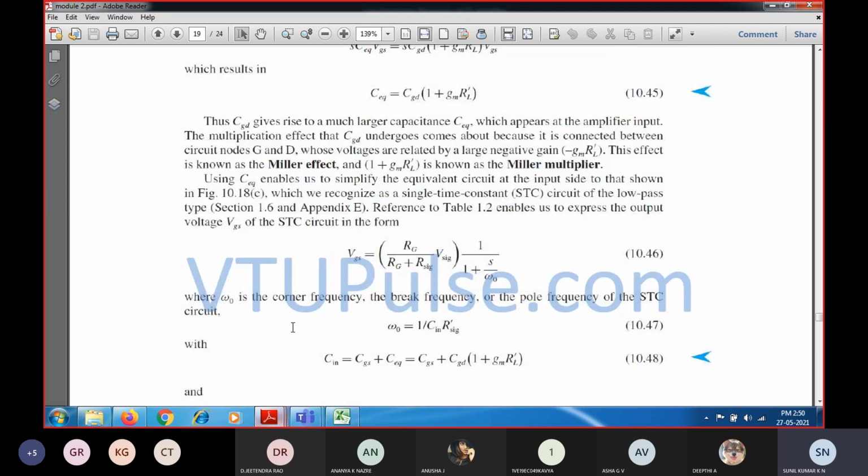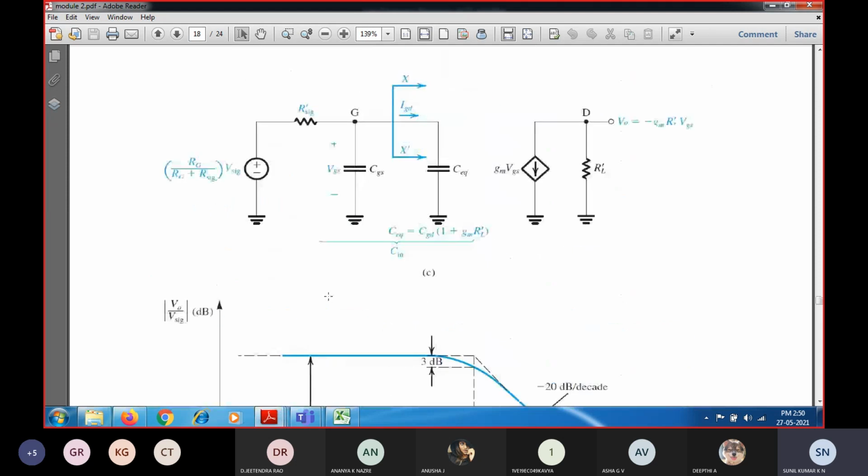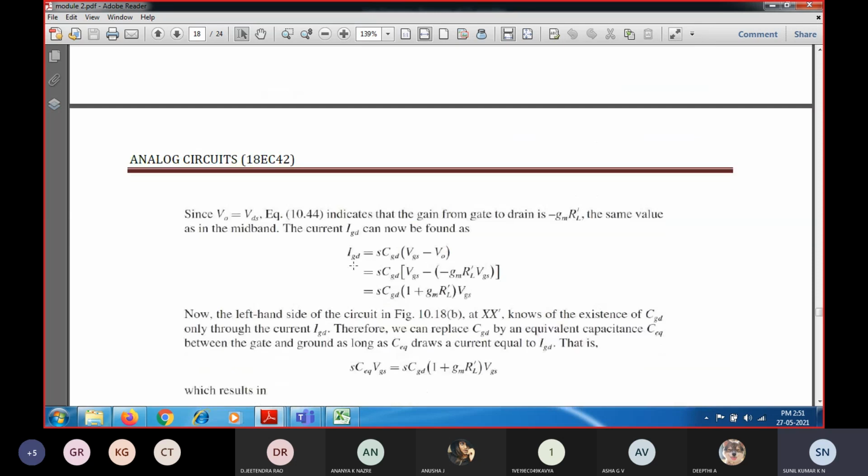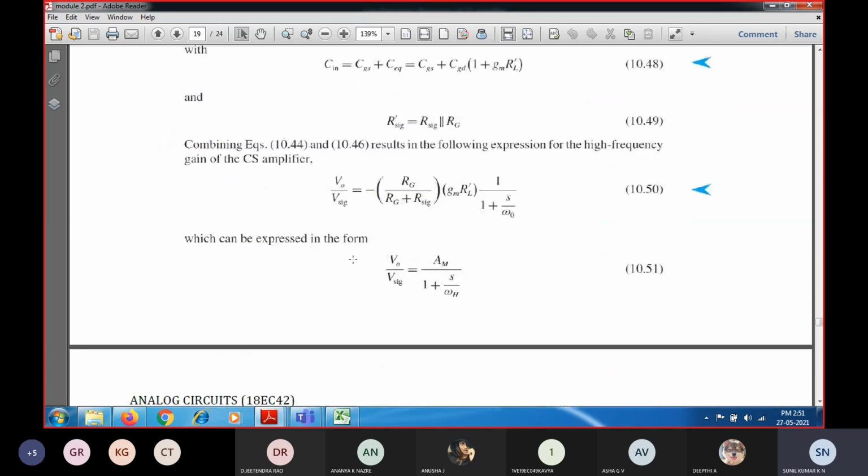So you can see this is the input side. We are going to make it into a single time constant network. So one R, the resistance part, has been done, and we need to find out the equivalent single capacitance, one reactance. Once the single resistance and one reactance have been done, you can find out the corresponding single time constant network, and then you can easily find out the gain.